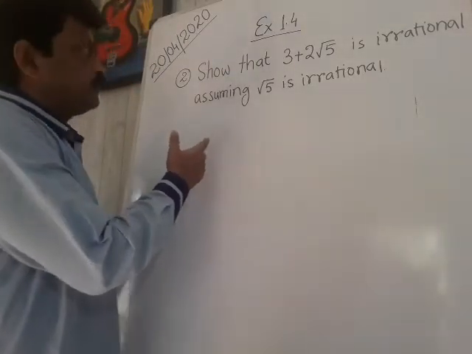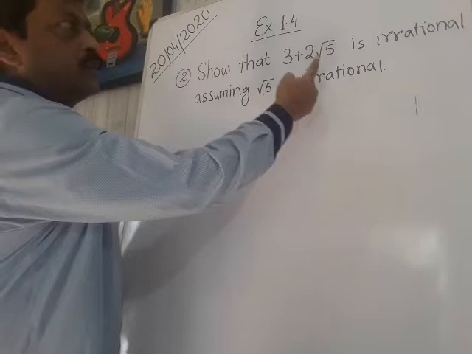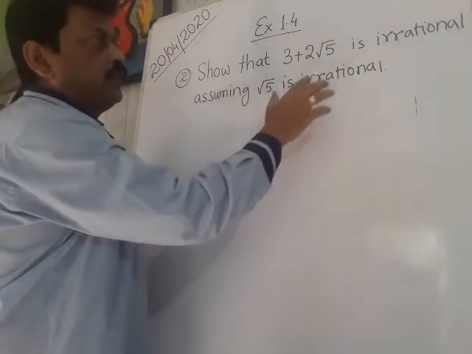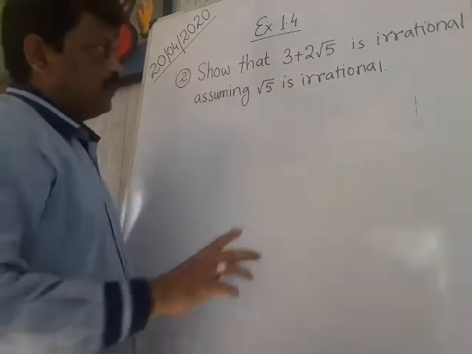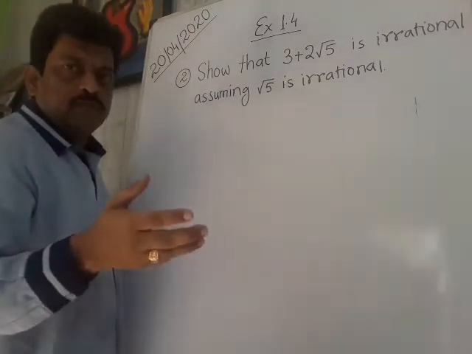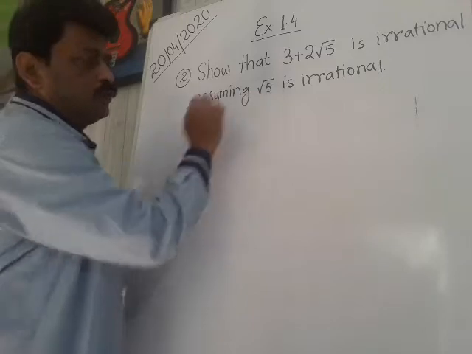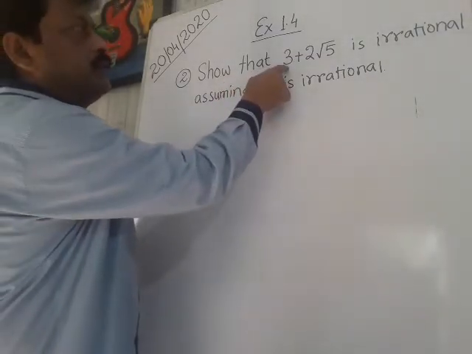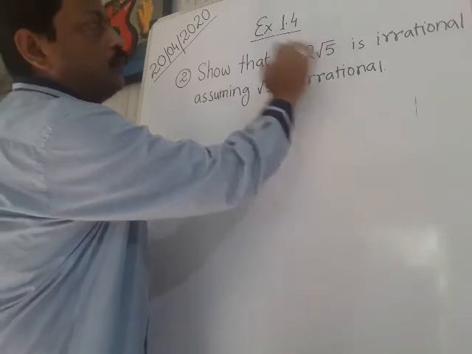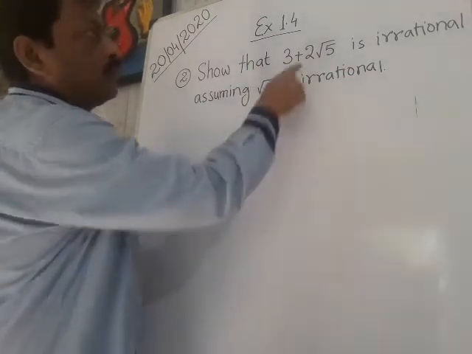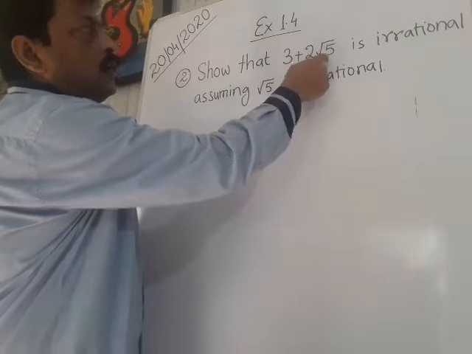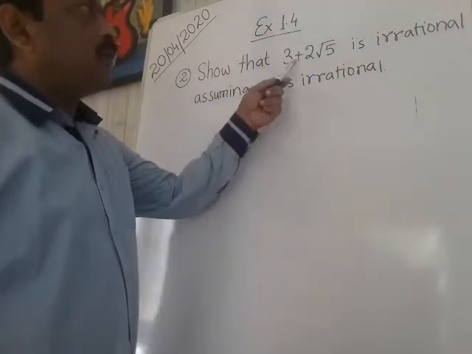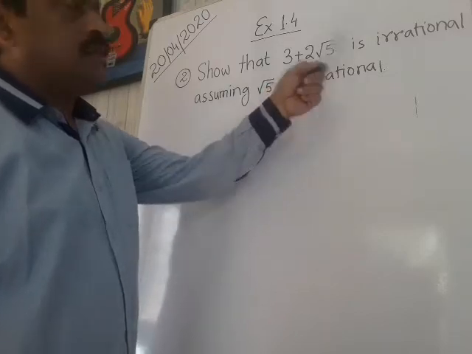Here is the problem. Show that 3 plus 2 root 5 is irrational, assuming root 5 is irrational. In the previous section, we have learned how to show root 5 is irrational. You can see here that 3 is a rational number and 2 root 5 is irrational because rational into irrational is irrational. Ultimately, the whole thing is becoming irrational. Rational plus irrational is irrational.